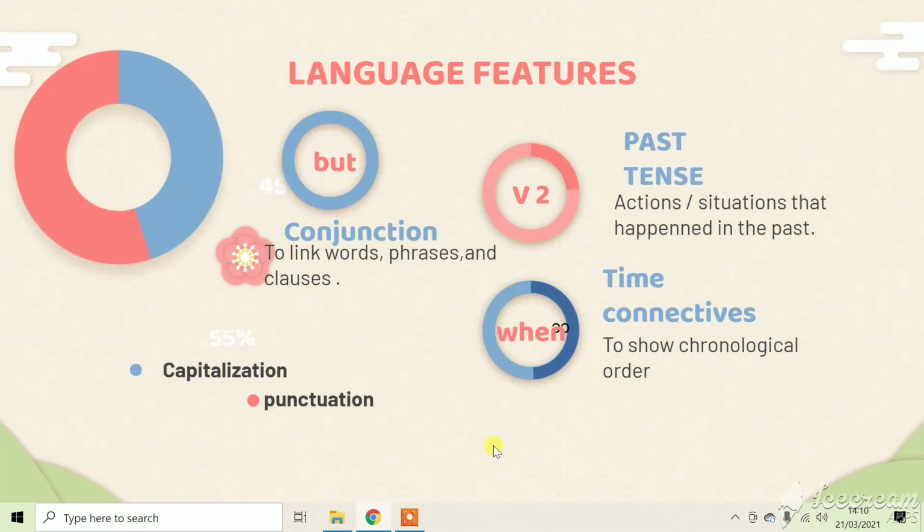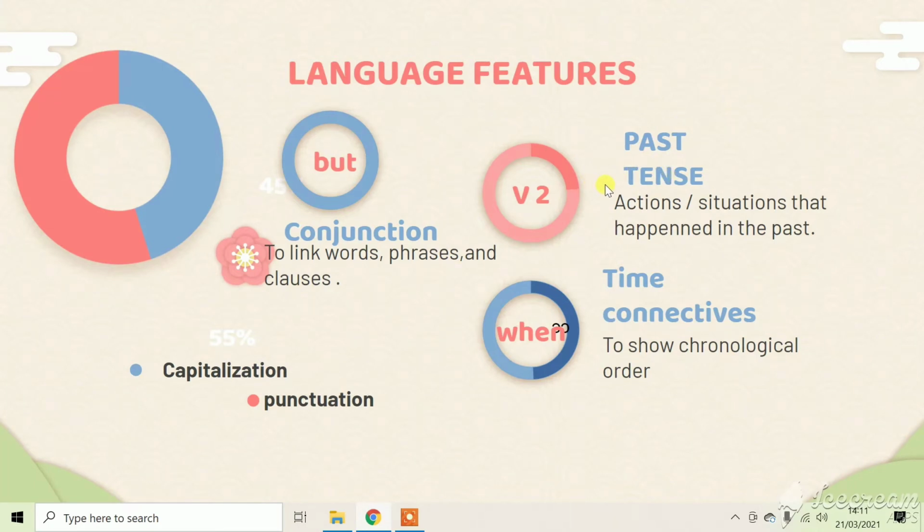And the language features of historical recount texts are, of course, that recount text or historical recount text uses past tense. Do you know why? I'm sure you know why. Because everything described in historical recount text, all events and activities, happened in the past. So that's why we have to use past tense.